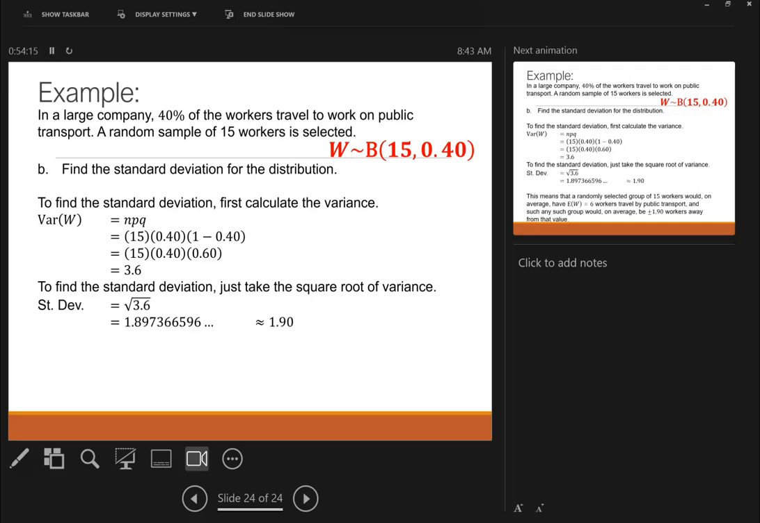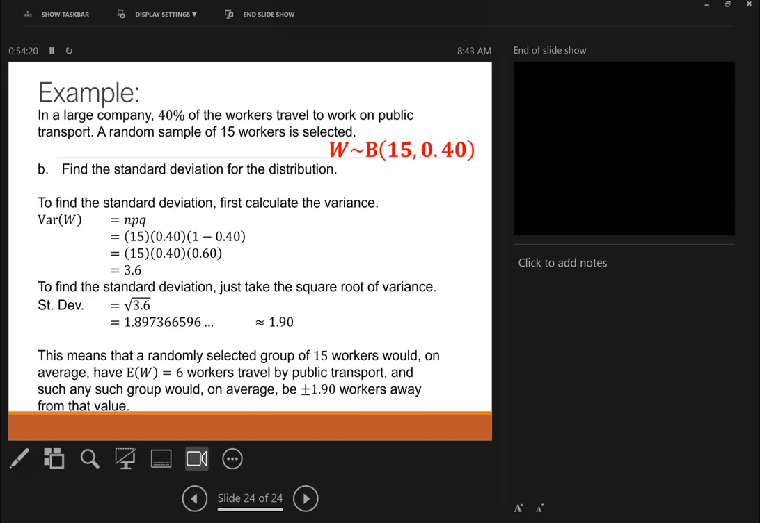So what does that mean? On average. It means in a randomly selected group of 15 workers, on average, we have 6 workers travel by public transportation, and any such group on average would be plus or minus 1.9 workers away from that value. So on average, we'd expect to find the number of workers between 7.9 and 4.1. Everybody's okay?